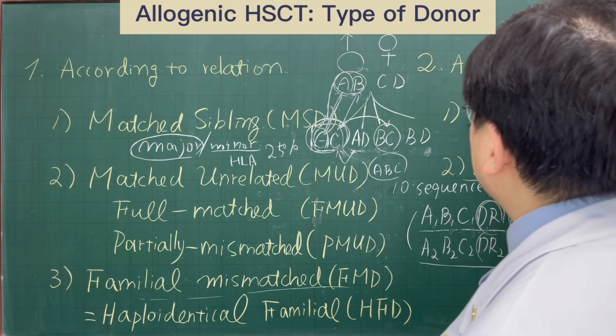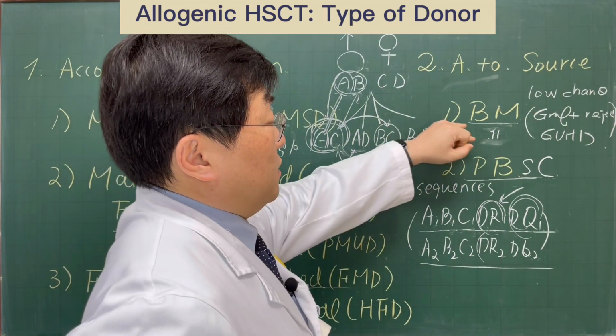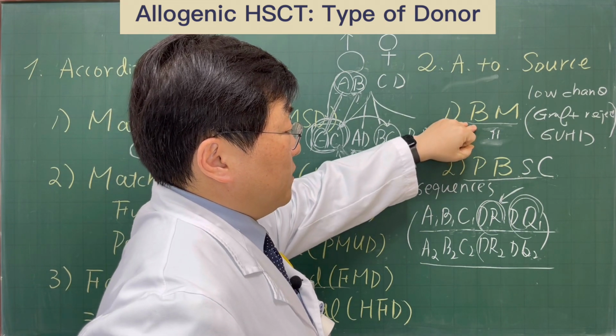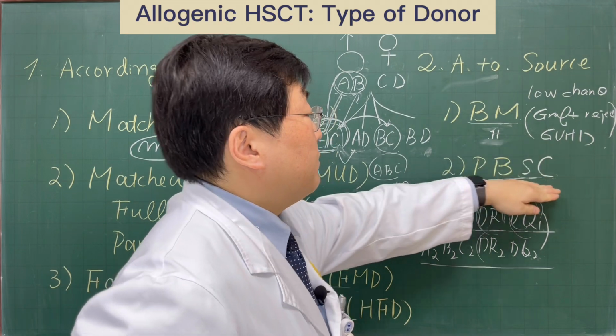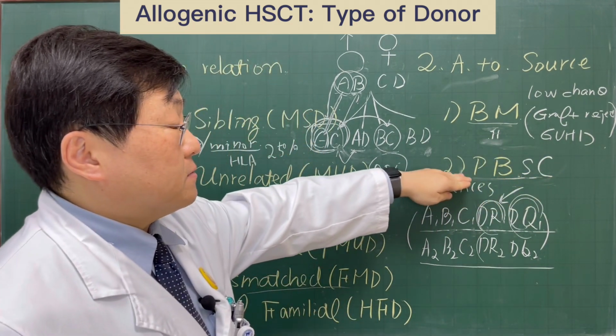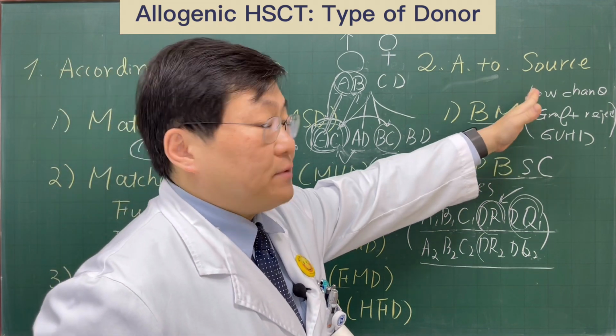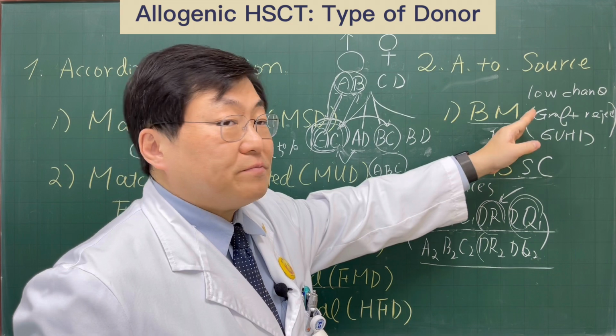And we can classify the donor stem cell according to the source into bone marrow stem cell and peripheral stem cell. We usually prefer to use peripheral blood stem cells because of the easy accessibility of the peripheral stem cell, except in the situation where we have to do allogeneic stem cell transplantation for aplastic anemia.